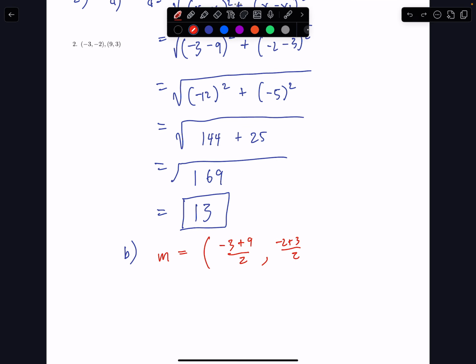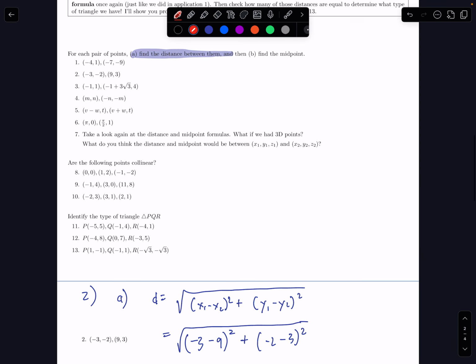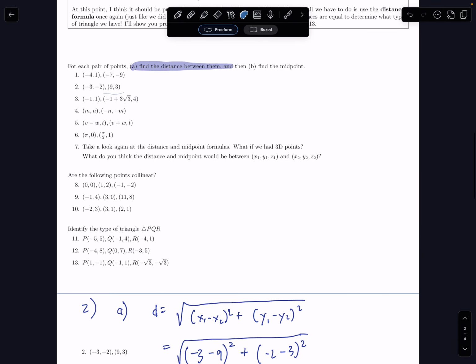Okay, -3 plus 9 is 6. You'd think I'd be faster as a math teacher, yeah? 6 divided by 2 is 3. -2 plus 3 is 1, so 1 divided by 2 is 1/2. There it is, problem 2 done. Sweet. Okay, on to problem 3.